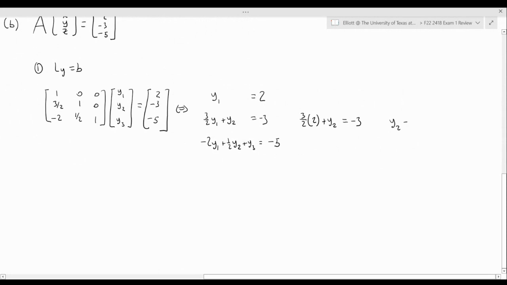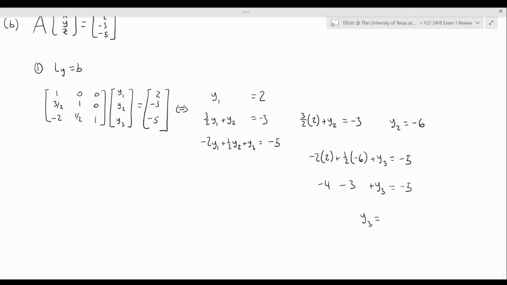So this is going to give us y2 equals negative 6. And then we have y1, y2. We're going to continue substituting forward into the next equation. So y1 is 2, y2 is negative 6, and now we can solve for y3. That's negative 4 minus 3 plus y3 is negative 5. And that's going to give us y3 equals positive 2. Okay.